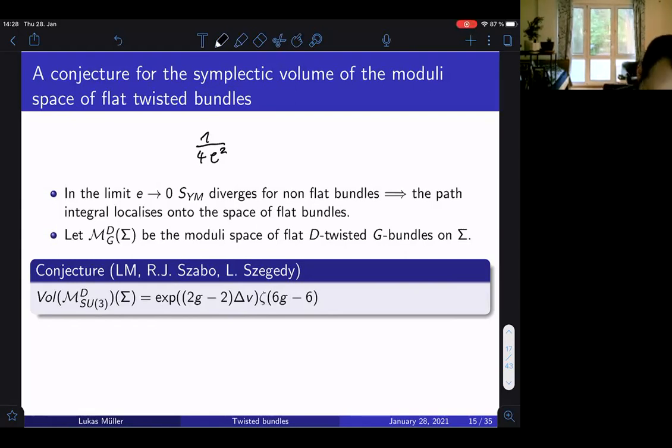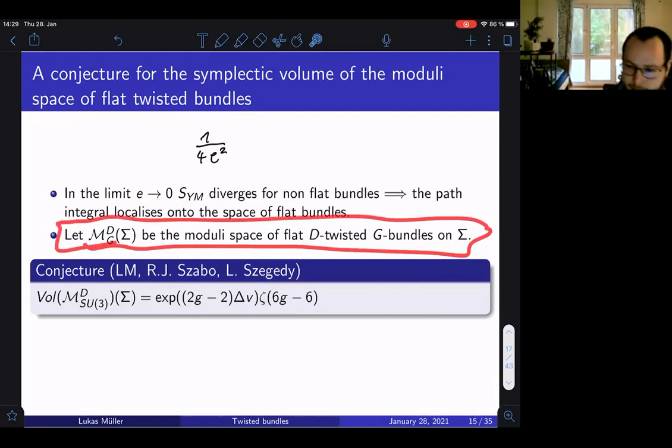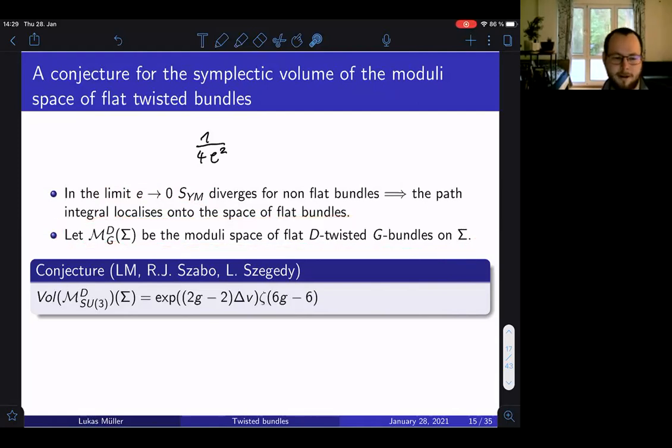So in this limit, one gets the localization to the space of flat twisted bundles, and what one integrates is 1. And now we integrate 1 over a space, so this should give us a volume, and this should be the symplectic volume of this moduli space, which is a mathematically well-defined object one can study and try to compute. And then you can compare to the computation using lattice regularization.